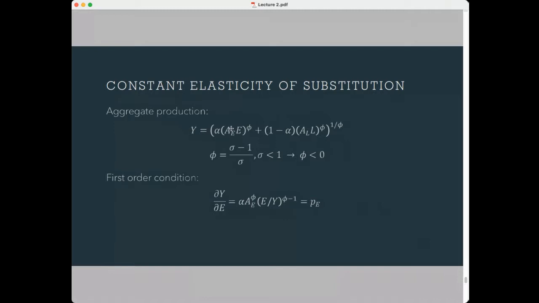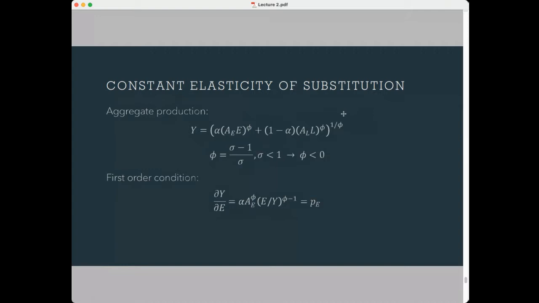So if A_E, if energy use declined and everything else was held constant and GDP did not decline, that would indicate there had been an improvement in A_E, a measure of energy augmenting technology. And there's one for labor as well, which people are more familiar with in macroeconomic models. And this phi here is based on the elasticity of substitution. So phi is sigma minus 1 divided by sigma. It's just a standard constant elasticity of substitution production function.